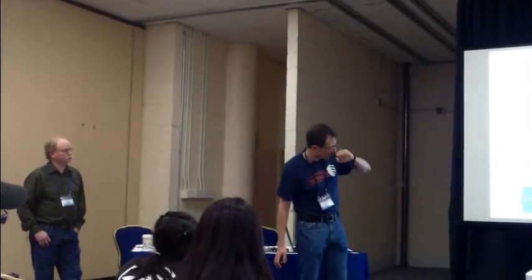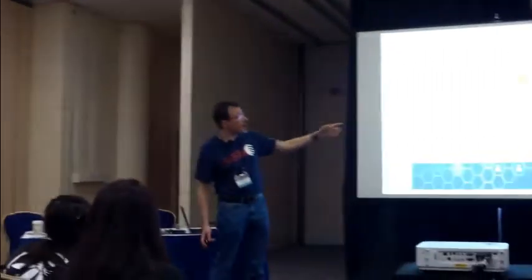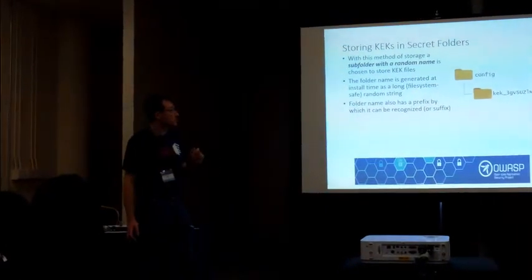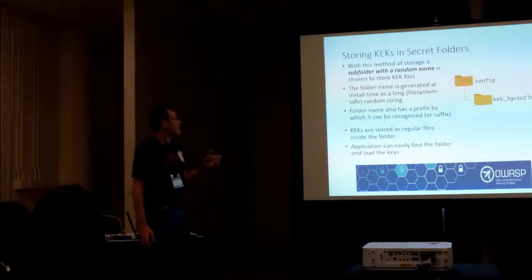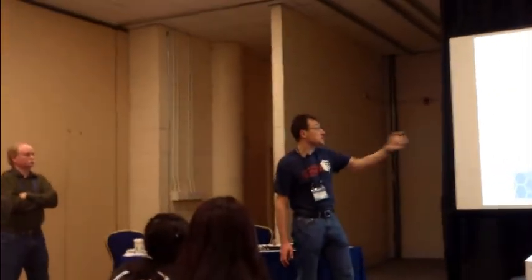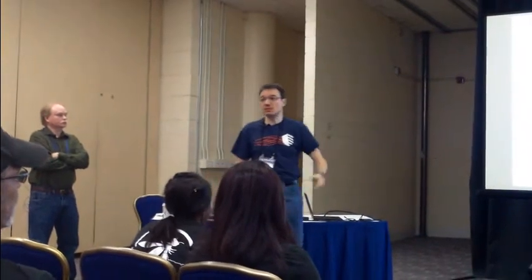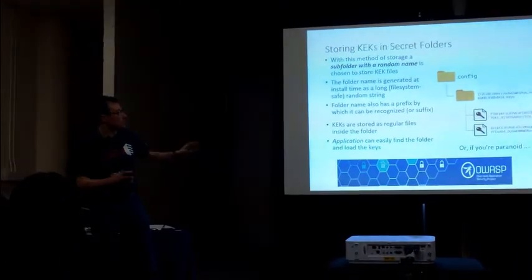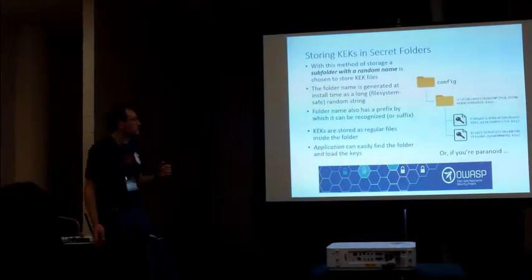So basically, let's say you have a configuration folder, and inside you build a folder with a long random name and a prefix which you can recognize it by. And then inside, your keys are stored as regular files. And the application can easily find the folder and load the keys. You can just do a search on the file system, and if you come up with a name that has that prefix you're looking for, you can find your keys. If you're paranoid, you can make things a little more obfuscated, but the idea remains the same.